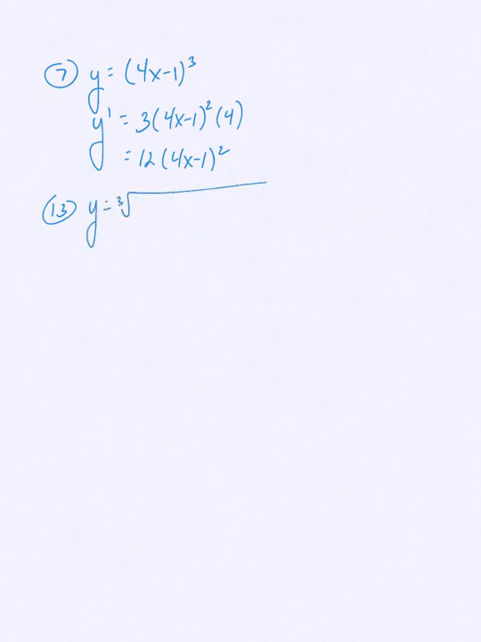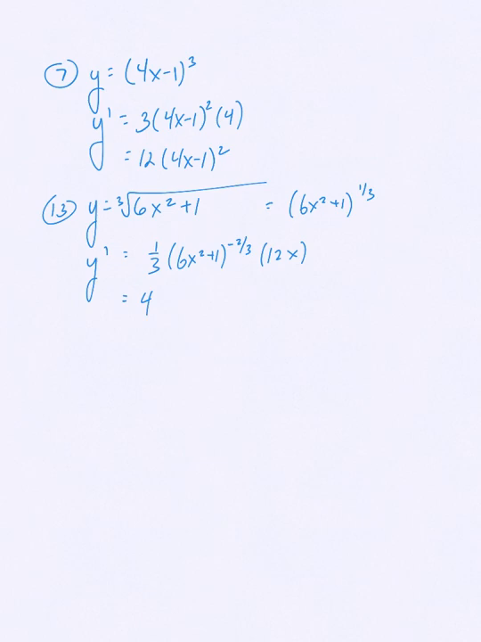This guy has a radical in it, and I don't like working with the radical symbol, so I'm going to rewrite this with an exponent. And then same thing, exponent in front, subtract 1, multiply by the derivative of what's inside. I'm going to simplify this a little bit. This is going to be 4x over cube root of 6x squared plus 1, but all of that squared. Okay, next problem is 15.